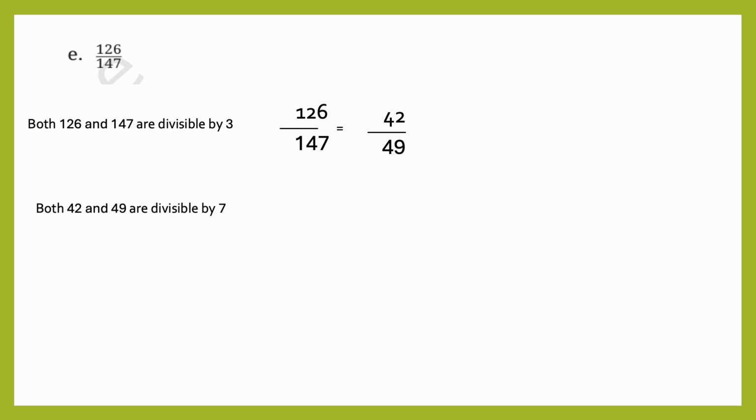Next one, 126 divided by 147. See, both 126 and 147 are divisible by 3. So 126 by 147, you divide both numerator and denominator by 3. You will get 42 by 49. Then 42 and 49, both are divisible by 7. So you divide both numerator and denominator by 7. So 42 by 49 is equal to 6 by 7. So 126 by 147 is equal to 6 by 7. 6 by 7 is the simplest form.